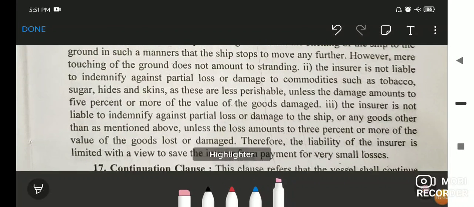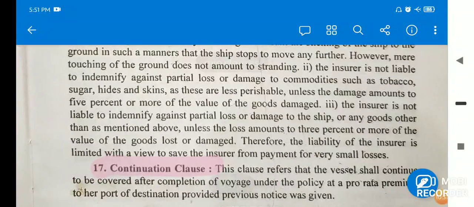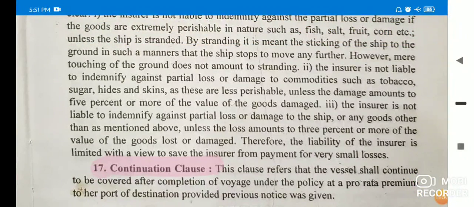The next is the continuation clause. Now, talking about the continuation clause, this clause refers that the vessel shall continue to be covered after completion of voyage under the policy at a pro rata premium to her port of destination, provided previous notice was given. So, even if the goods have been unloaded at the port of destination, now when the ship is going to travel back to its port of origin, if there is any loss that is arising within that particular route, the insurance company will pay you the compensation for that as well under the continuation clause.